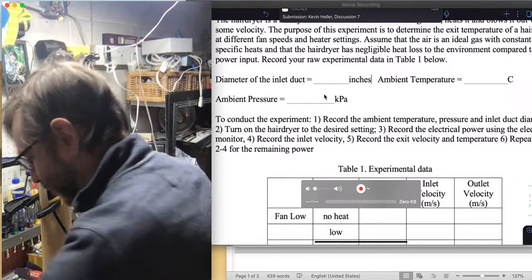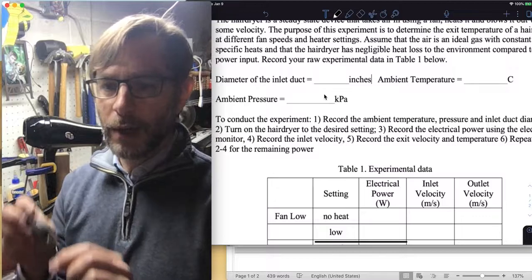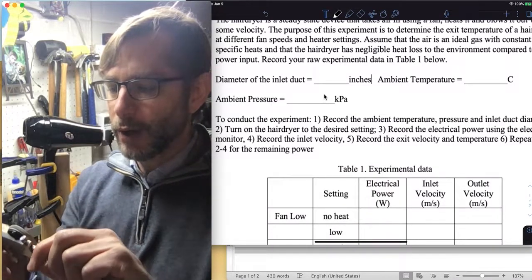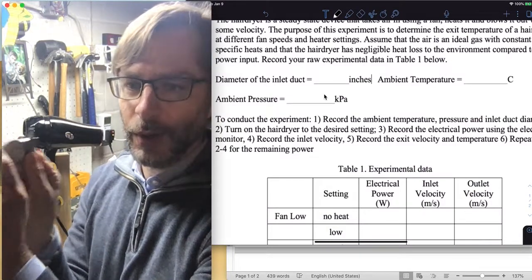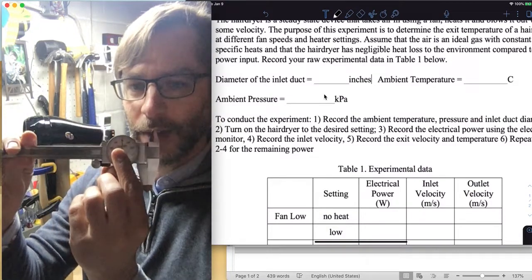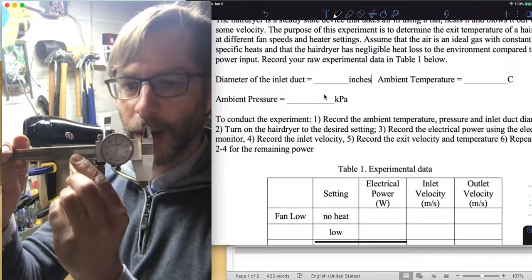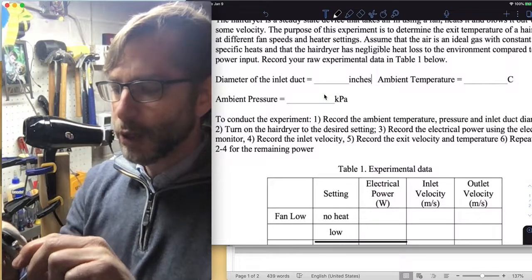Let's measure the diameter of the duct. To measure the diameter of the duct, I'm going to use this dial caliper that I have of my own. As we know, with dial calipers, you always first make sure that the indicator is pointing at the 0 mark, and then we'll measure it out here.